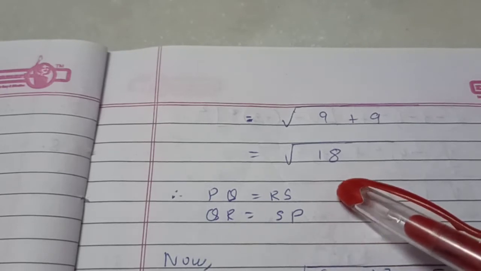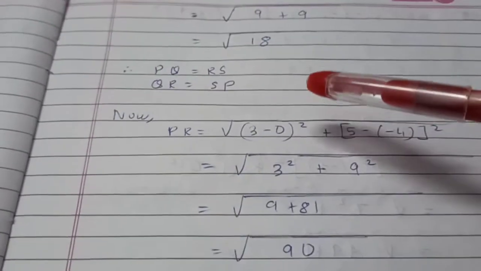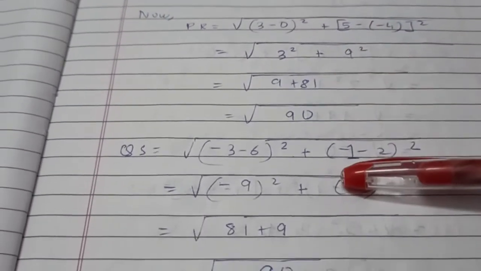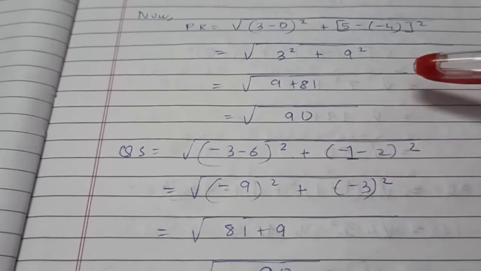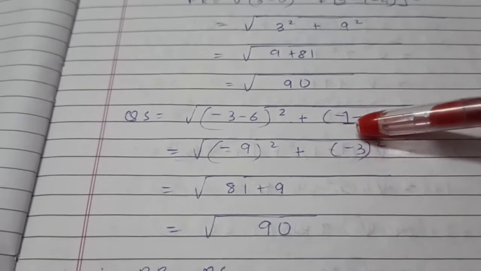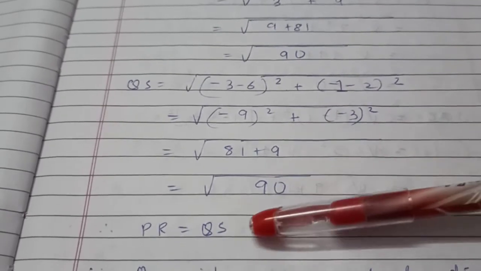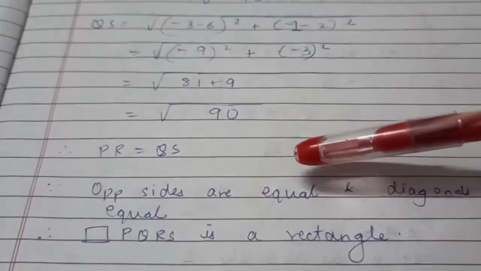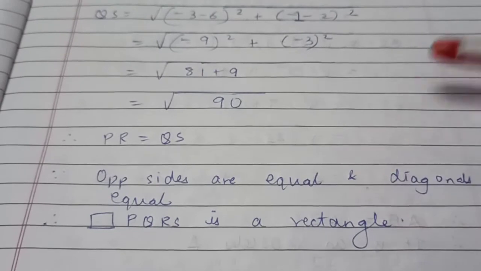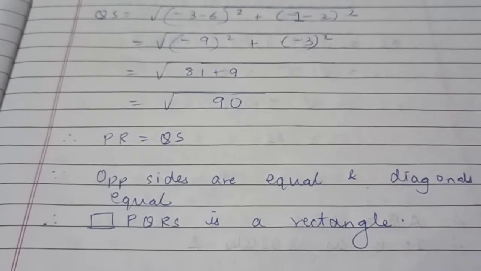But that's not enough. Now we'll find the diagonals as well, PR as well as QS. The points are given, so just use the distance formula. Do not just copy, try to solve it on your own and check the answers. And since the diagonals are equal and the opposite sides are equal, hence it's a rectangle. Such an easy sum, a long sum, but easy.